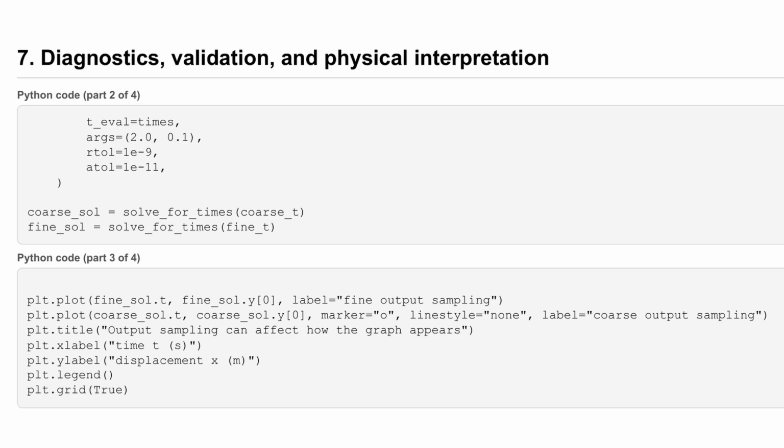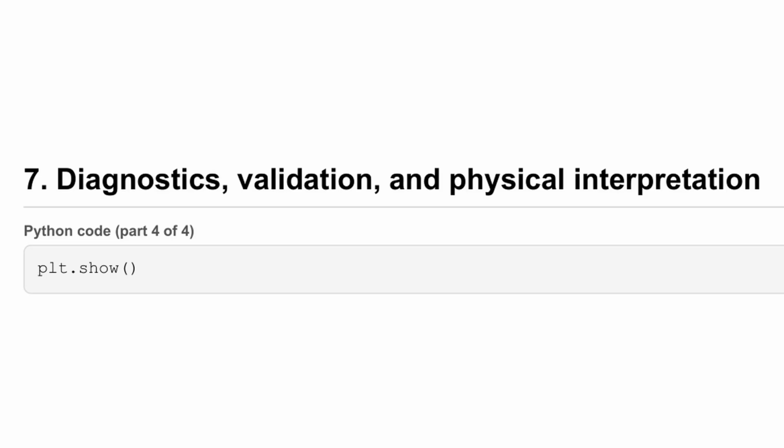It is important to understand that the solver adapts its internal steps accurately in both cases, but the data it returns for plotting depends on what we ask for. This line commands matplotlib to display the comparison between the two sampling densities. We will see how a lack of output points can distort the visual representation of the physics.